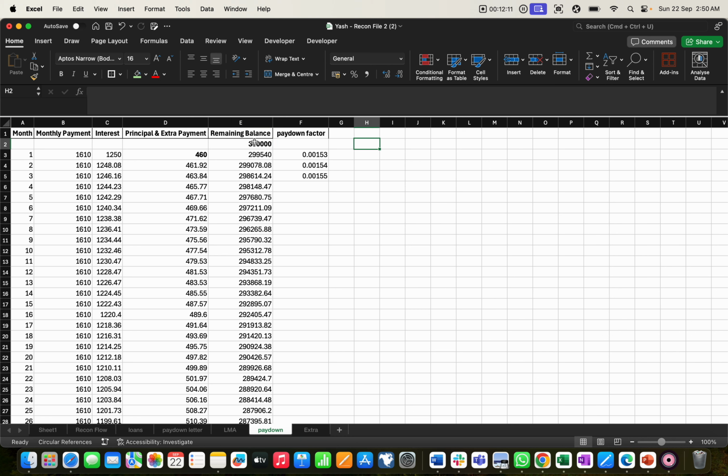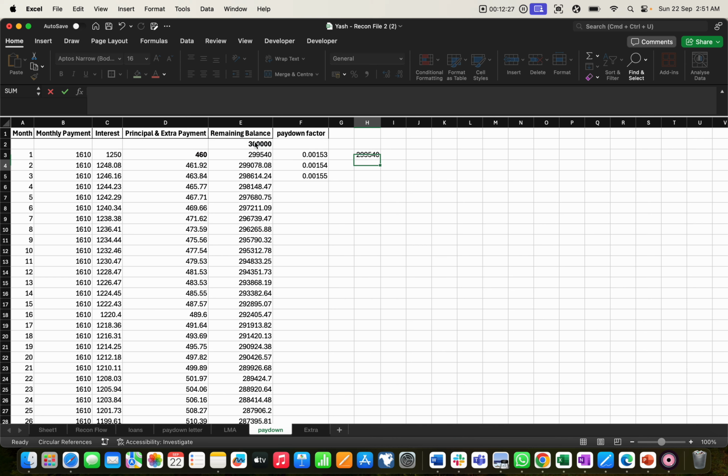So in the first month only the principal will get hit, 460, as per their document. So if we calculate this, 3 lakh minus 460, you will get the amount for the next month, 2,99,540, correct. So only the principal gets hit by 460 and the rest the borrower has to pay as interest.